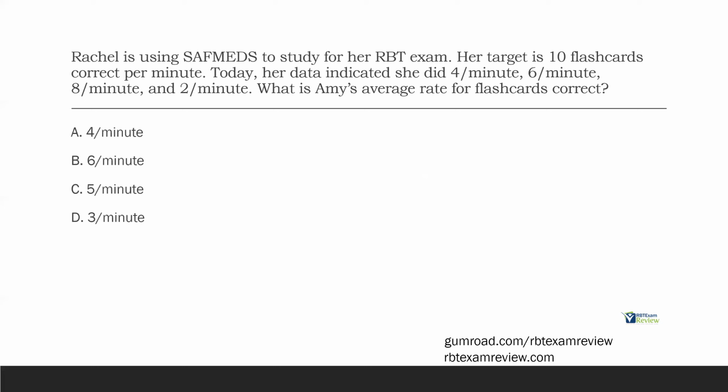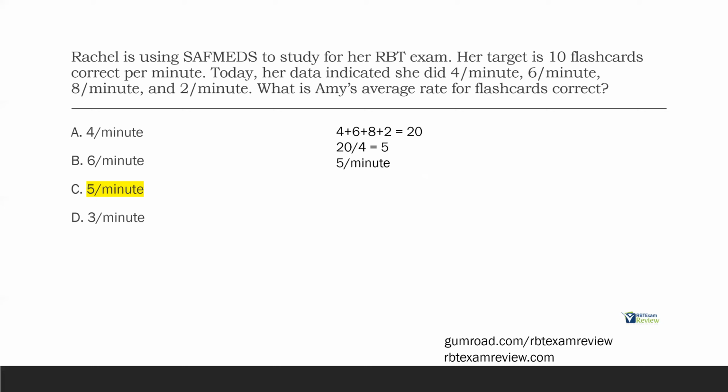So we have 4 data points, 4 per minute, 6 per minute, 8 per minute, 2 per minute. We need to find average rate. So let's add up 4 plus 6, which is 10, 10 plus 8, which is 18, 18 plus 2 is 20. That's our total frequency. Divide that by 4, okay, what do we get? We get 5. We get 5 per minute. Look how simple that is, right? You simply add up all your rates and divide it by 4. That's how you get an average, okay?